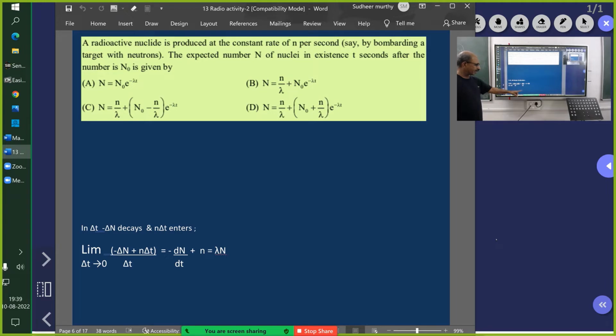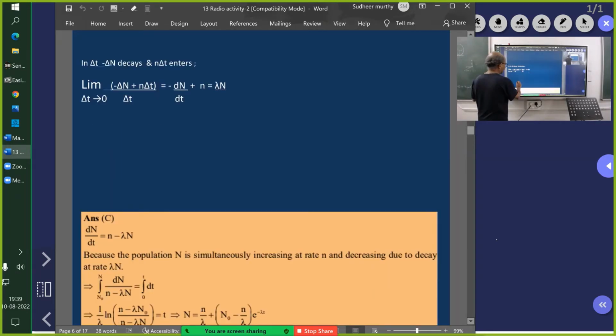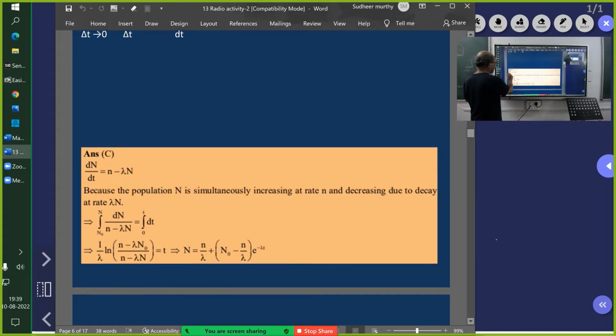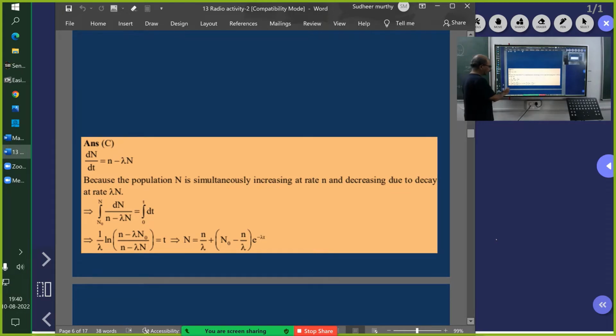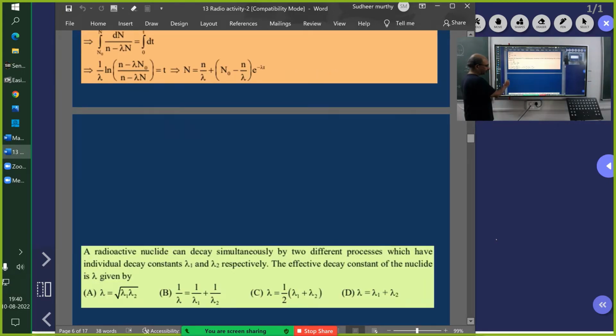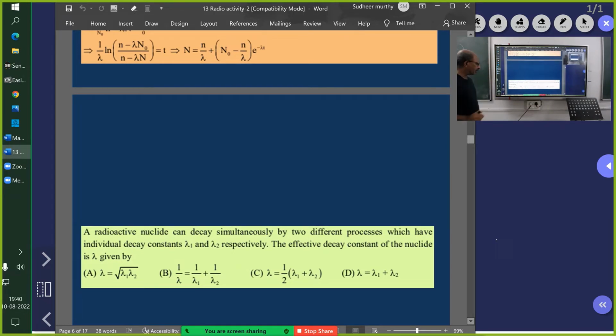So, if you take that N to that side and multiply through by minus, then you will get dN by dt is equal to N minus lambda N. Okay? I hope now it is clear. Understood. And afterwards, we get here dN by dt is equal to N minus lambda N, and what follows is this: N is equal to n by lambda, so and so. So that's the way to split the problem logically and handle it.